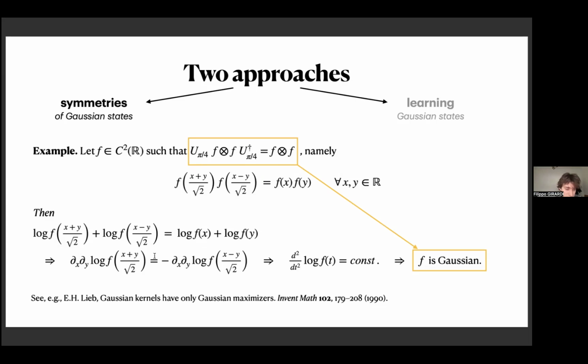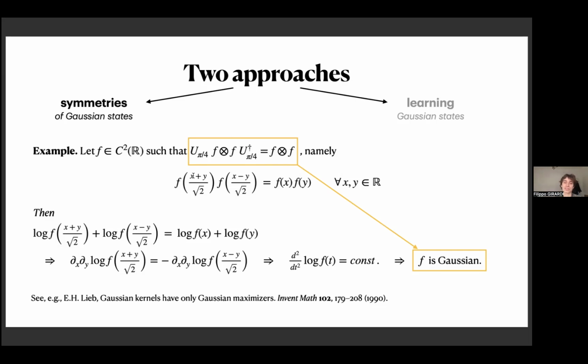And if you just simply do the computation, it's very easy to show that this is equivalent to saying that the second derivative of the logarithm of f is constant, and therefore f is Gaussian. So symmetry implies this property. And if you think about it, any Gaussian function with zero mean has the property of being rotationally invariant.